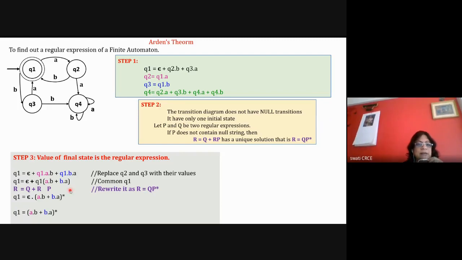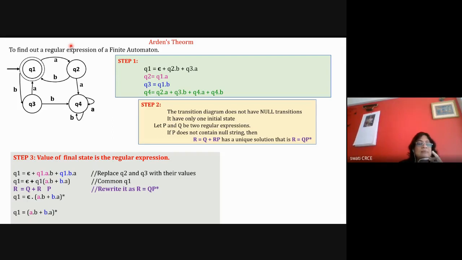Now in step 3, it is just simple mathematics. You just observe R is equal to Q plus RP, and go on replacing it with R is equal to QP star. And what is your answer? Your answer is always the value for the final state. The value for the final state is the regular expression, and your final answer is the value of the final state.